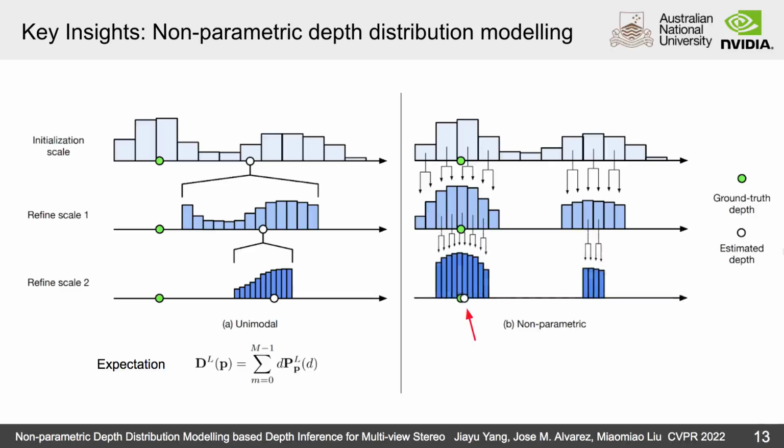At the final level, we estimate the final depth as the expectation of this non-parametric depth distribution. Since the depth samples around the ground truth depth are preserved along the refinement process, our final depth estimation can be very close to the ground truth depth.